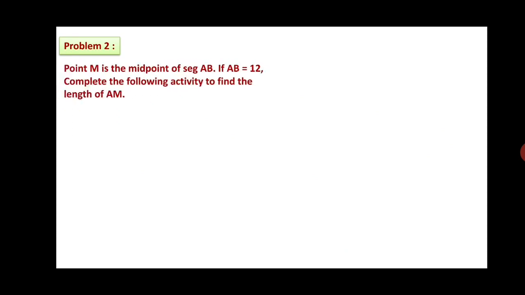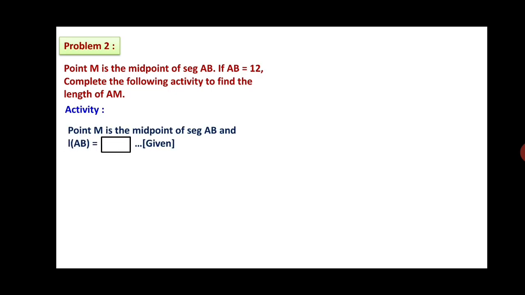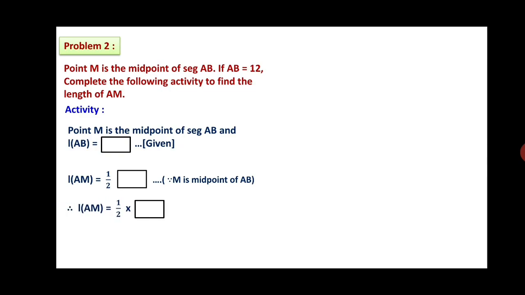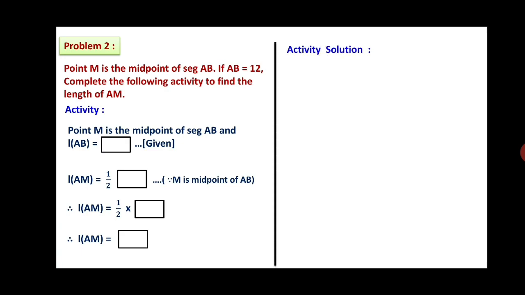Point M is the midpoint of the segment AB. If AB is 12, complete the following activity to find the length of AM. Friends, the activity is like this. Point M is the midpoint of the segment AB, and therefore l(AB) is equal to the given value, you have to write in the box. Therefore l(AM) is equal to half into box, since M is the midpoint of AB. Therefore l(AM) is equal to half into the numerical value you have to write over here. After simplification, whatever you get, that is l(AM) is equal to the value you have to write in the box.